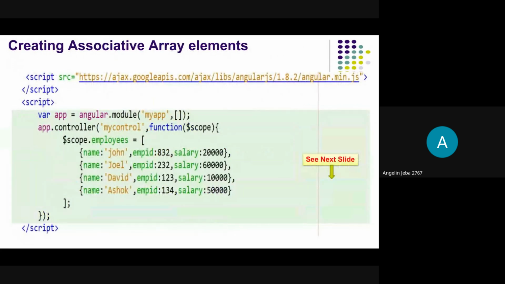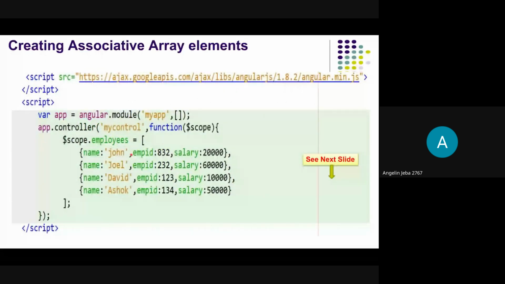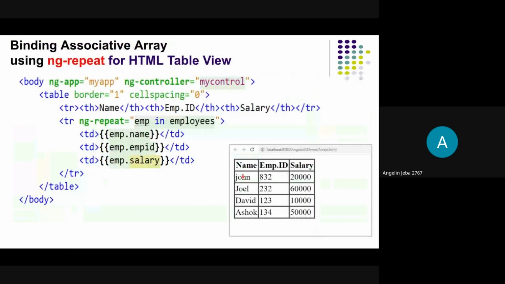And how do we create associative array elements? We can create associative elements using a comma and curly braces, within the square brackets. Generally in AngularJS, arrays are represented by square brackets, and a combination of values is represented by curly braces, with each attribute and value separated inside the curly braces.